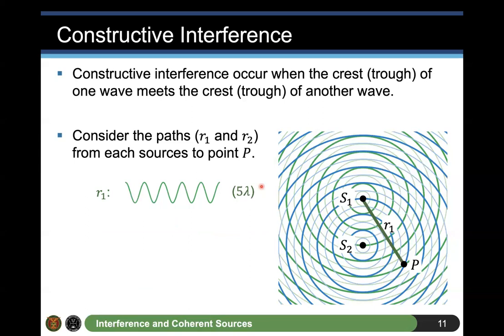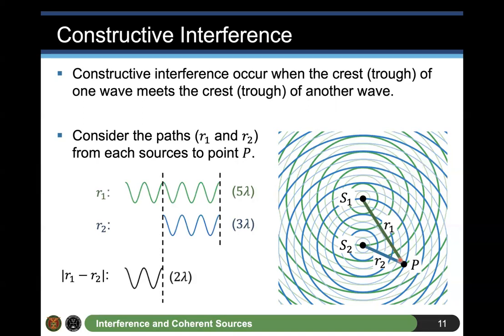Now, we take another point P. Kung nasa ibang location ka naman, ito naman yung R1 mo. So, meron ka ngayong 5 lambda: 1, 2, 3, 4, 5 lambda. And from source 2, meron kang 1, 2, 3 lambda. So, kunin natin yung absolute difference or path difference, we also get 2 lambda.